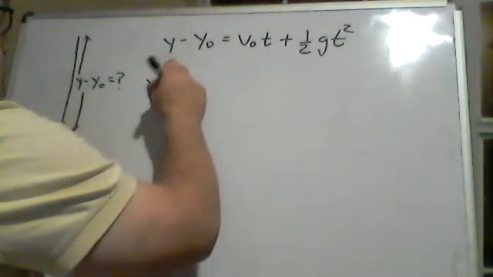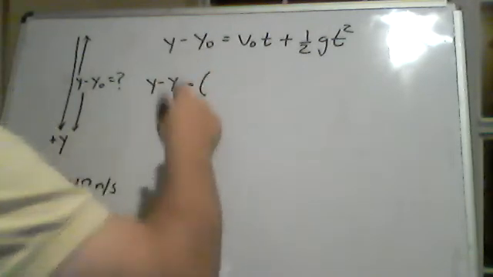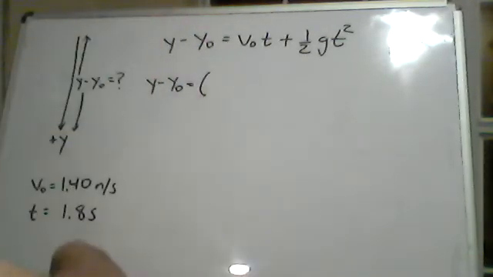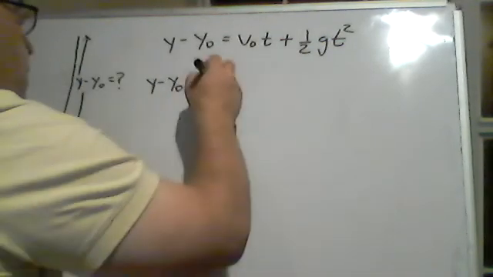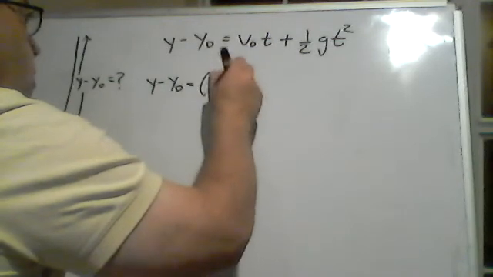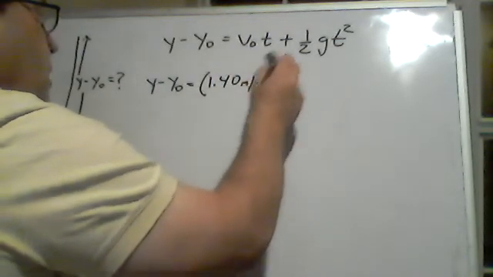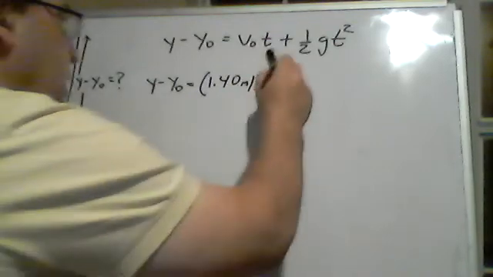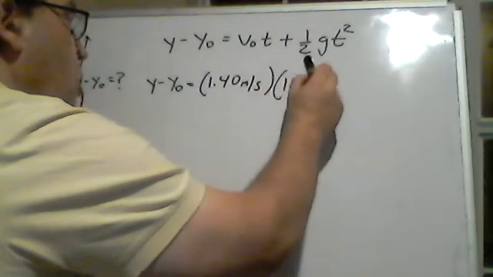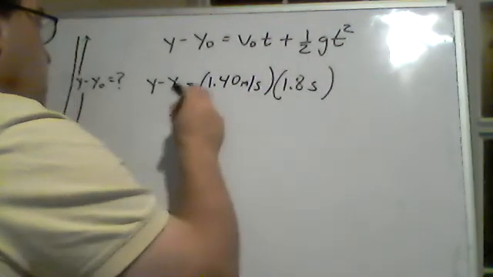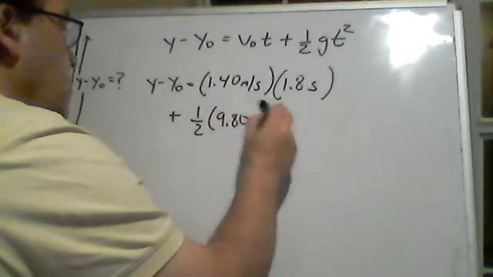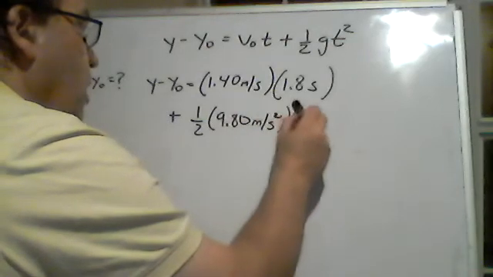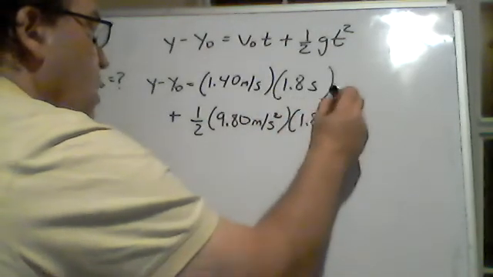So y minus y naught is, again, v naught is initially down, but that's considered positive. Remember, down is positive, g is positive. So it's going to be 1.40 meters per second. And it says it takes 1.8 seconds for this to occur, plus 1/2 times 9.80 meters per second squared times 1.8 seconds quantity squared.